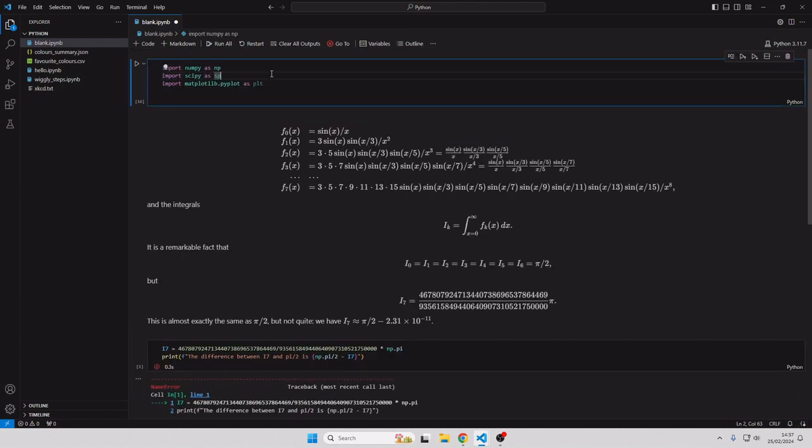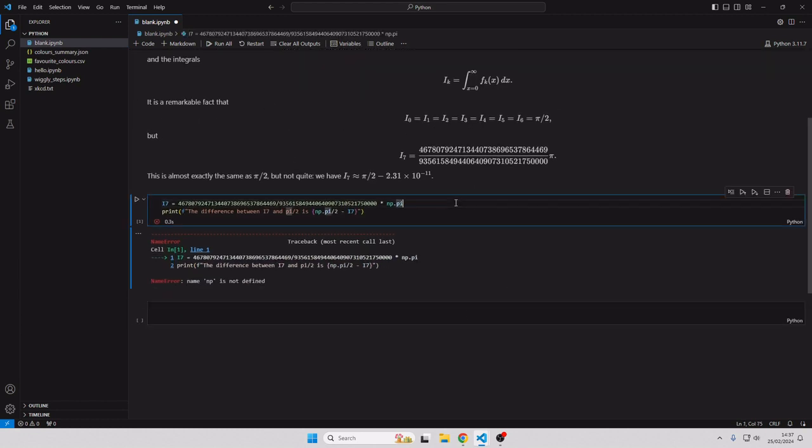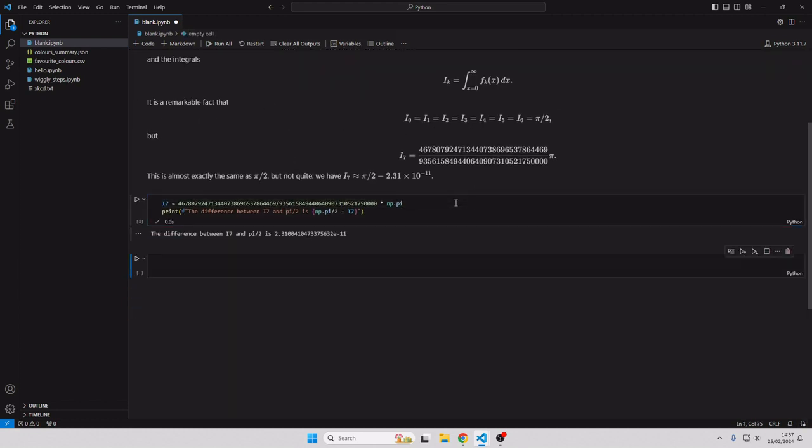We failed to do the imports. Let's do the imports here. I'm importing numpy and pyplot as usual. I could also import scipy with the abbreviation sp. Okay, so here we go. I7 is this answer we're claiming that we get for the integral of f7. We see that the difference between that and pi over 2 is around 10 to the minus 11.